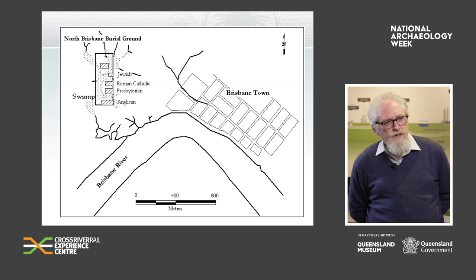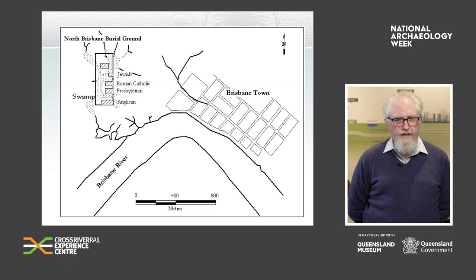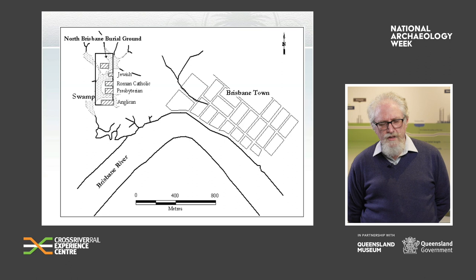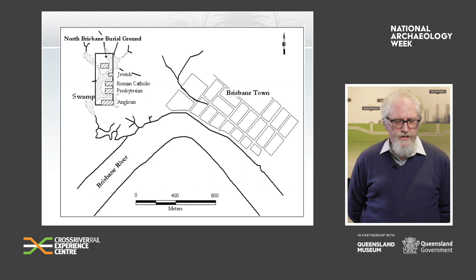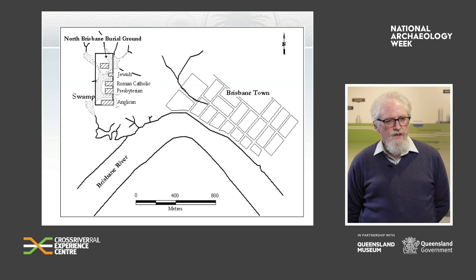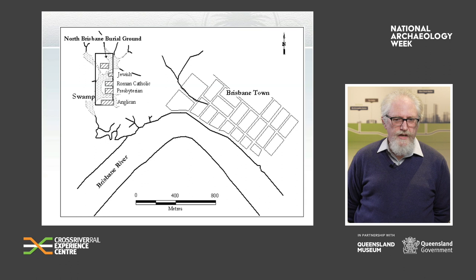So the North Brisbane burial grounds underlie Suncorp Stadium. Brisbane was a convict town from 1825 until 1839, and they had a burial ground near Skew Street, near Roma Street. But when Brisbane town was opened for free settlement in 1842, they established a cemetery where Suncorp Stadium is now.